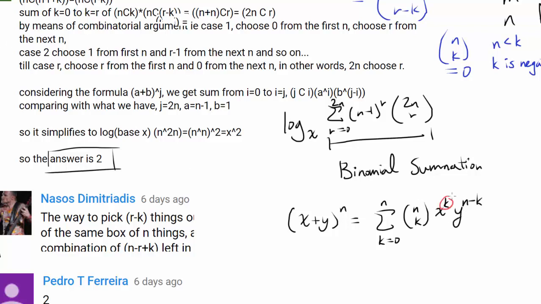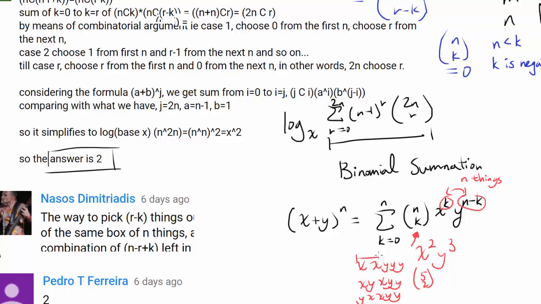When you look at the exponents, we have k and n minus k. So overall, we have n exponents that you're splitting between x and y. For example, if we have x squared and y cubed when n is 5, then x squared y cubed can be done several ways. It can be xxyyy, it can be xyxyy, or yxxyy, and so on. So we want to multiply by 5 choose 2, the number of ways to place 2 x's out of 5 things.